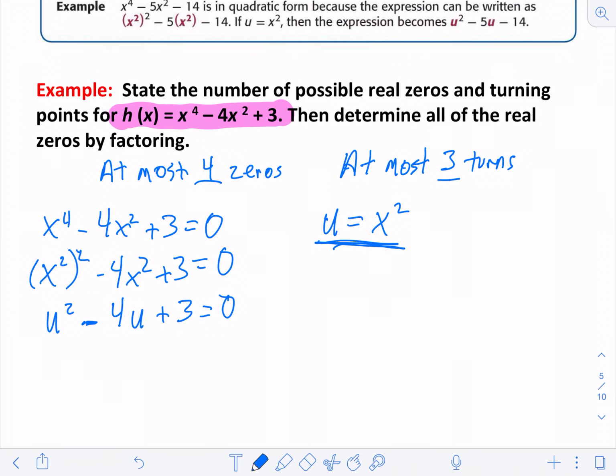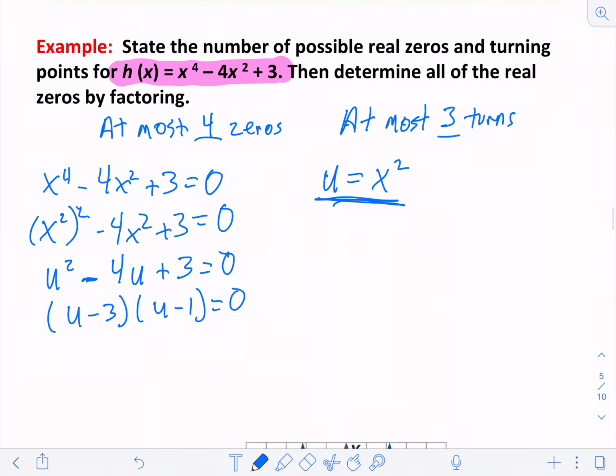u squared minus 4u plus 3. That's easy to factor, right? I'm going to go ahead and make that u minus 3 times u minus 1 equal to 0. And because I was able to factor it, because it was in a quadratic form, I made the problem easier. Now what I can do to actually solve for x is go ahead and replace that u back with x squared. So now I'm going to say x squared minus 3 times x squared minus 1 equals 0.